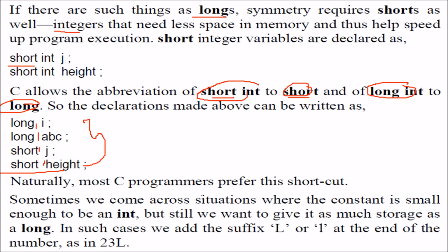Now, sometimes we may have a situation where the constant is small enough to be an integer, but we still want a larger space. That means we want to make it as large as a long. So we are talking about a constant here. Whenever we are talking about a constant, we have to put a capital L or a small l at the end of the constant. If this is the number 23, you have to put an L to tell the compiler that this is a constant which is long.